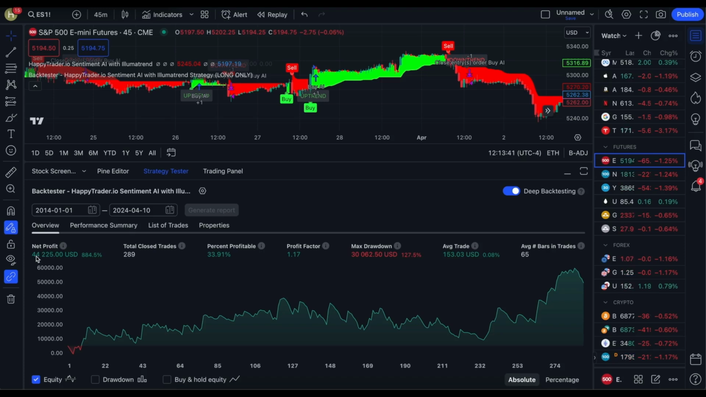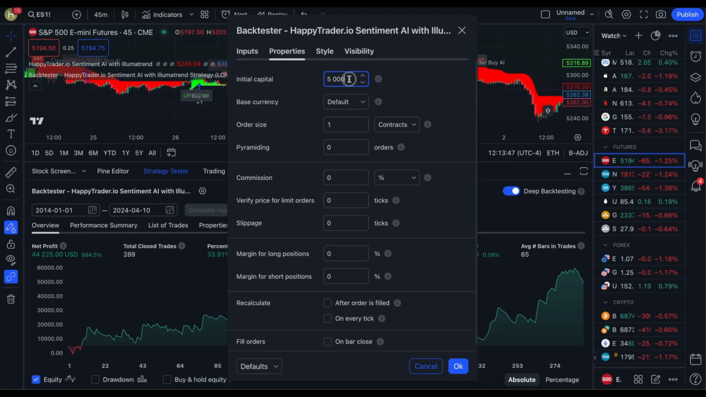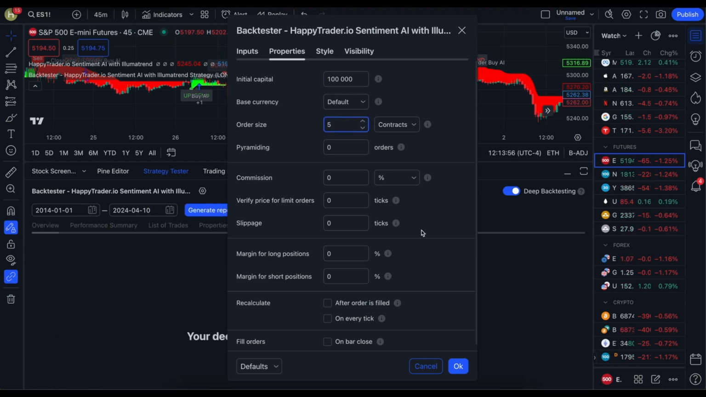You can see the net profit, $44,000 on a 5K starting account. Let's say we wanted to double it or even triple it. Let's do a $100,000 account, 5 contracts.